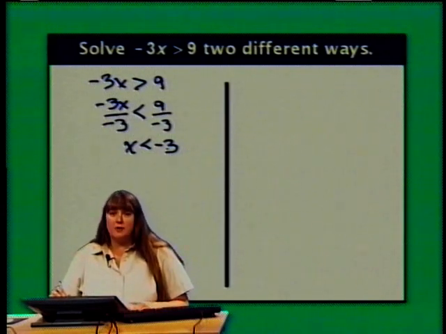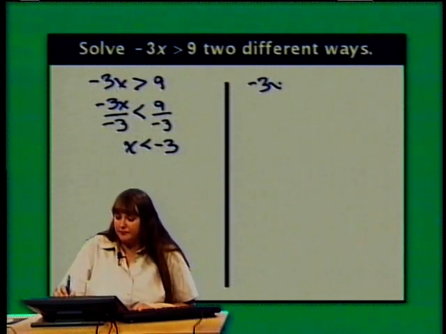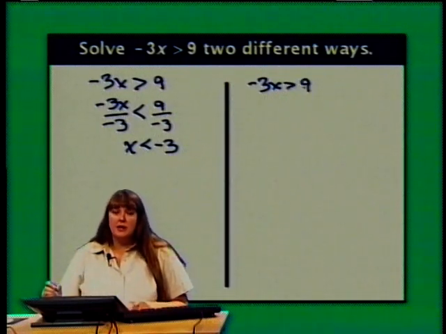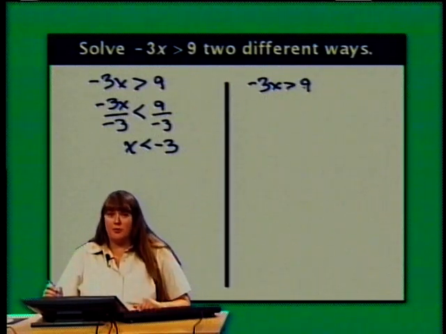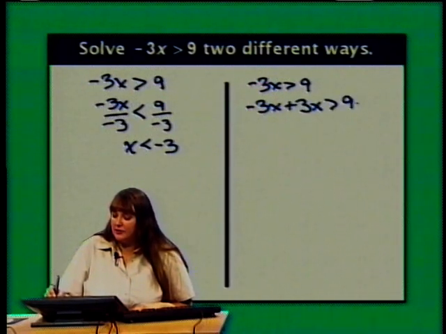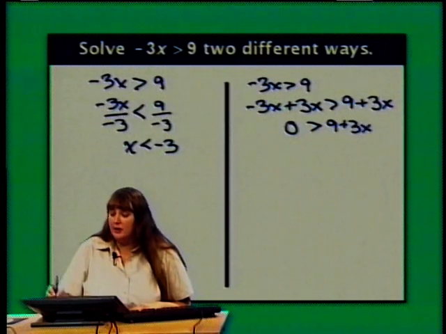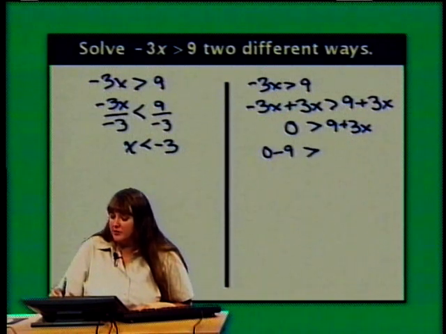Well, I said we could do this in two different ways. Even if we didn't have this negative multiplication property for inequalities, I could still solve this inequality. Takes a few more steps, but what I could do is move my variable term to the right-hand side and my constant term to the left-hand side. So I'm going to start by moving my variable term to the right-hand side by adding 3x to both sides of this inequality. That gives me 0 is greater than 9 plus 3x. And then I'm going to move my constant term to the left-hand side by subtracting 9 from both sides.